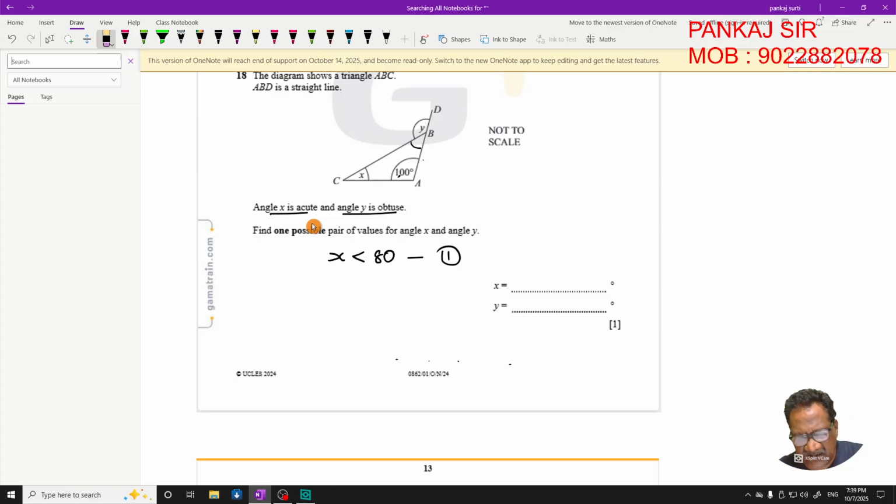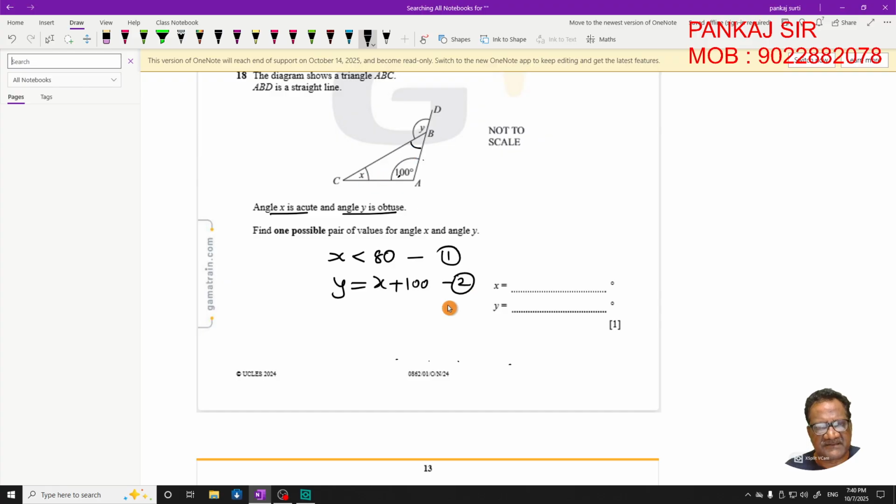Yeah. So my second condition is the exterior angle theorem, which says that y must be equal to x plus 100, isn't it? This is my second condition. Both conditions have to be satisfied simultaneously. X should always be less than 80 and your y should be equal to x plus 100. Okay, this is by the exterior angle theorem.